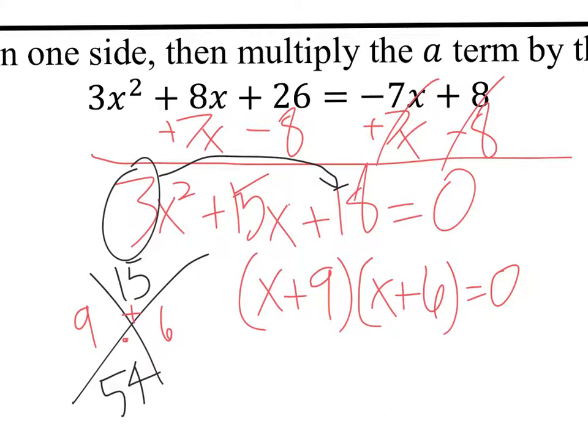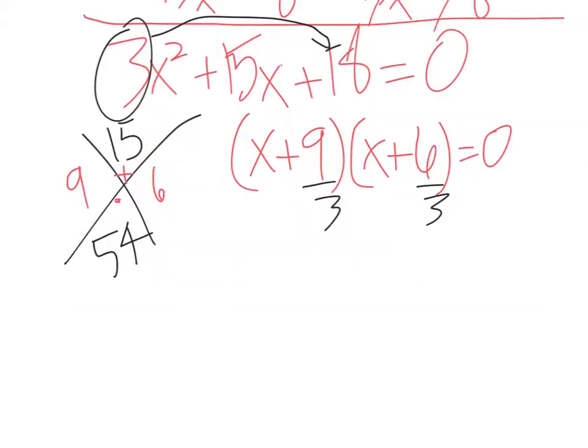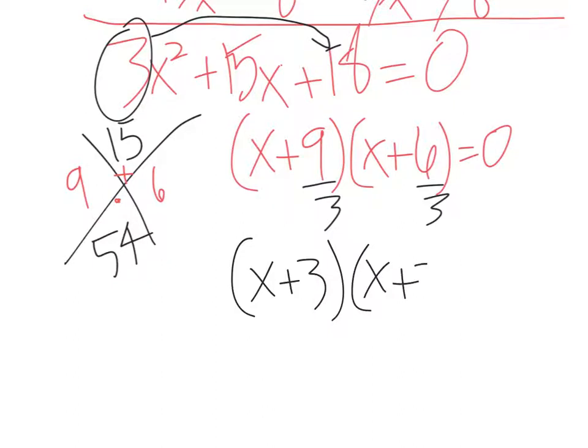And so remember, this is not fully factored yet because I need to now divide out that 3 that I multiplied to the back just a step earlier. So you'll notice that both of these divide perfectly. x plus 9 over 3 turns into x plus 3, and x plus 6 over 3 turns into x plus 2. And then don't forget your equals 0.